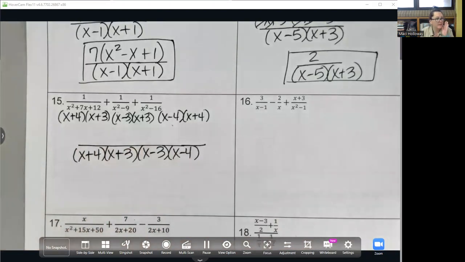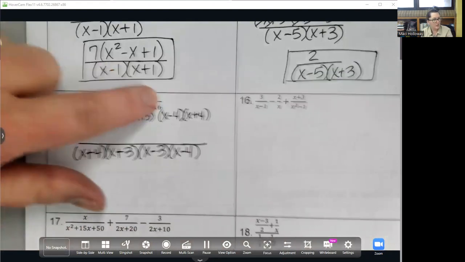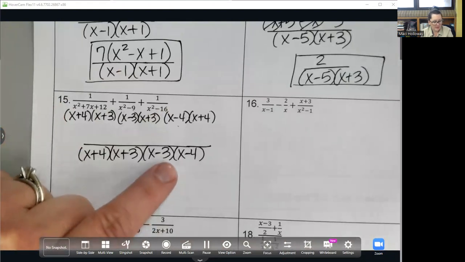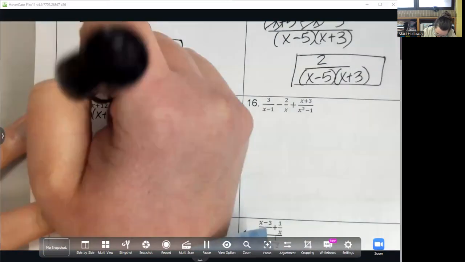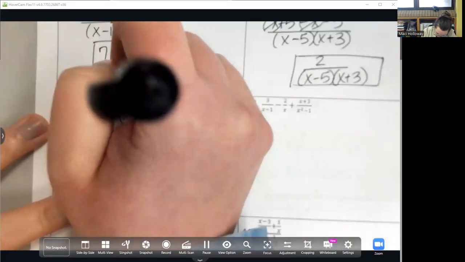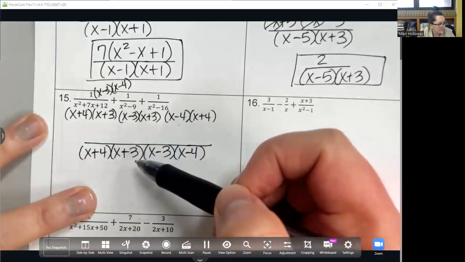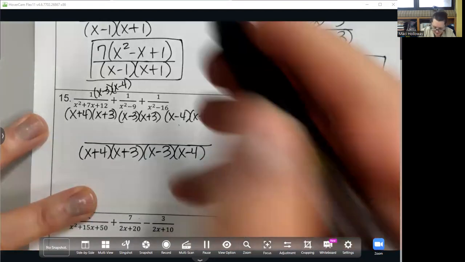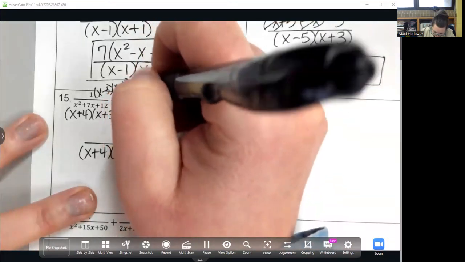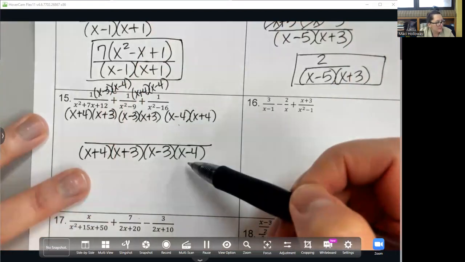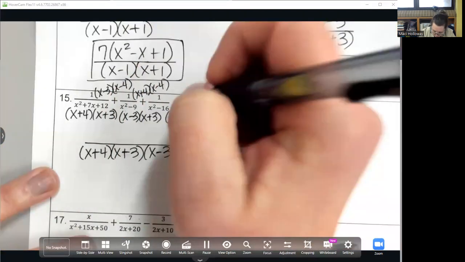So I'm going to determine, it's going to get a little bit lengthy, I'm going to determine what each term is lacking from the original. So this first term has x plus 4 and x plus 3. It's missing x minus 3, x minus 4. Okay. The second one, it has x minus 3 and x plus 3. It's missing x plus 4, x minus 4. All right, my last one has x minus 4, x plus 4. It's missing the x plus 3, x minus 3.